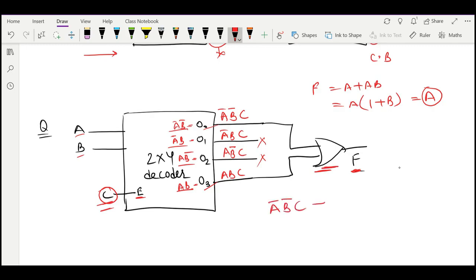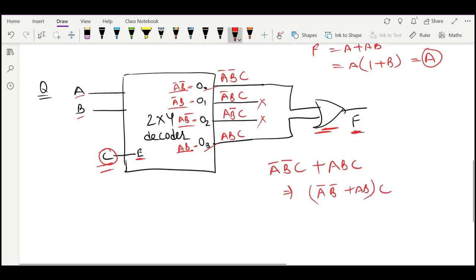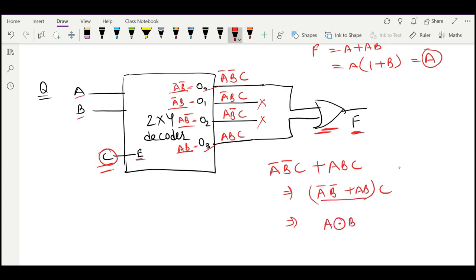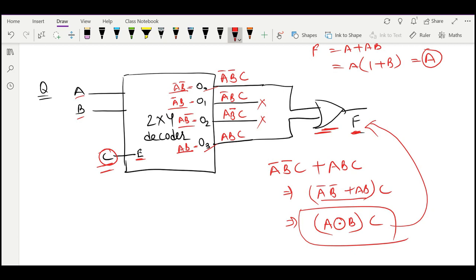A bar B bar C plus A B C, and if you take C out, then it will become A bar B bar plus A B, times C, and you can see that this is XNOR gate, so A XNOR B into C. So this is our final answer, and you may find it in one of the options. Okay, so this type of enable input questions may appear in your exams.